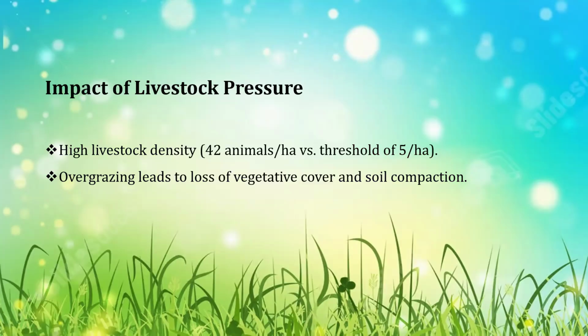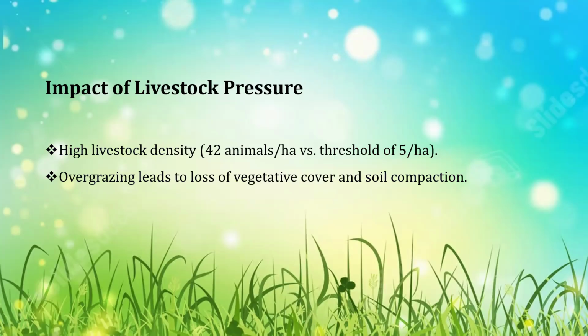Next is the impact of livestock pressure. And this point highlights the environmental degradation caused by excessive animal farming in a specific area. It focuses on the gap between sustainable limit and current reality, specifically regarding livestock pressure.